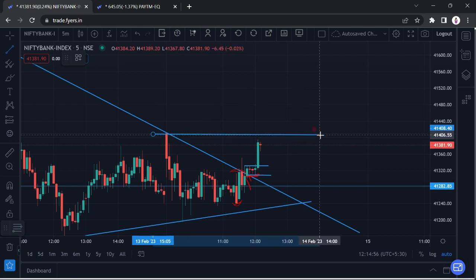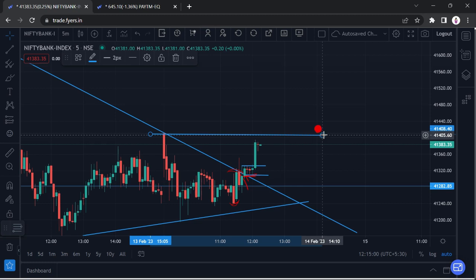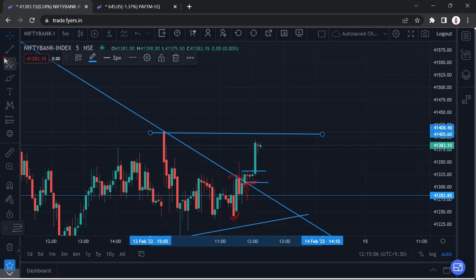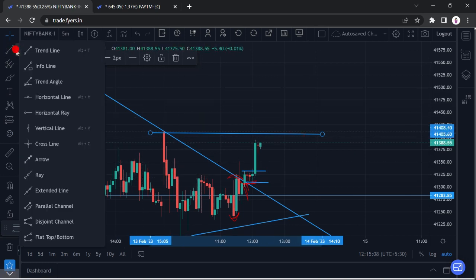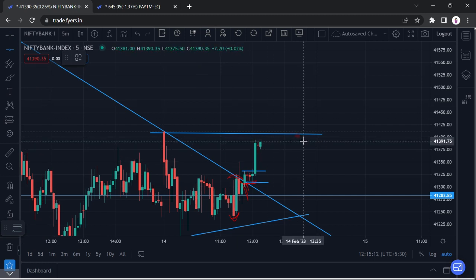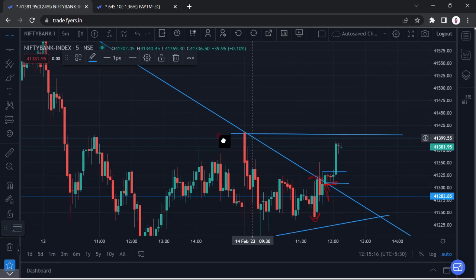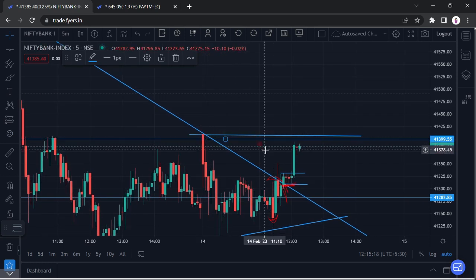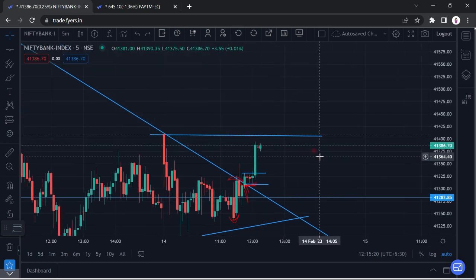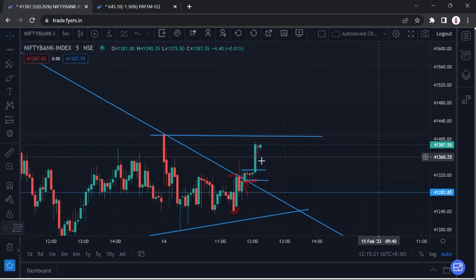I assume my target would be here, but we cannot be sure it will go here. See, it is live. The market is live right now. See what I did. I didn't wait till here. When the market came around this area, I booked my profit, because I don't know whether it will reach here or not. But as per my risk, I already got sufficient reward.